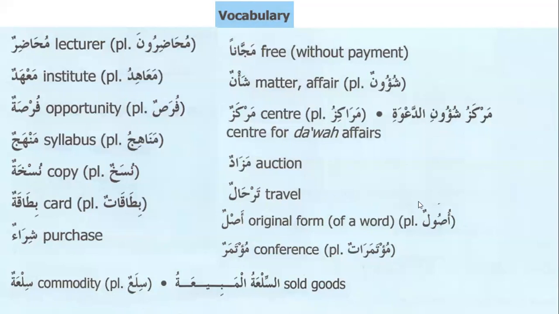The vocabulary we are not going to discuss. You can just have a look at it, and if there is anything, you can ask. Most of the things we have already discussed, and you can write them down if you need to, or look at them for reference. So here, I'm sure you know all of them, right? All the verbs. Asl, the original form, and the plural is usul, and sil'atun we learned today, and the plural is on the pattern of fi'al: sil'un, which is commodity or goods, and asil'a, al-mabi'at, sold goods, as we discussed today.